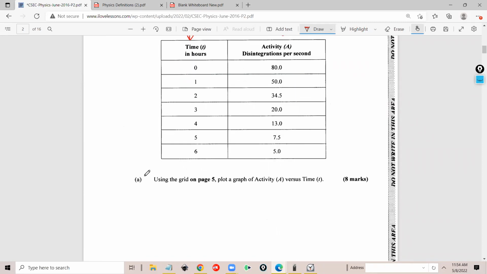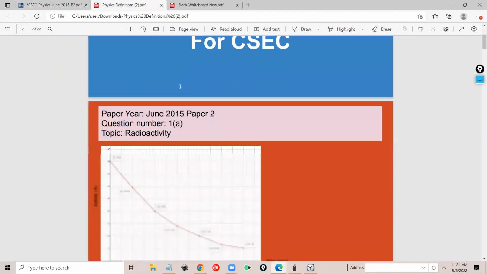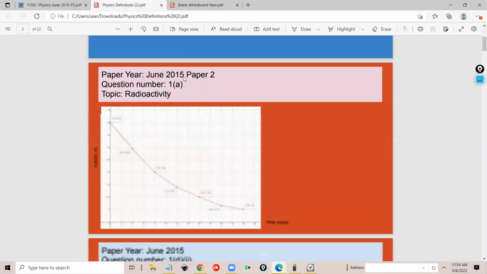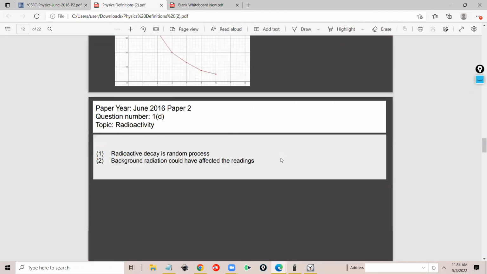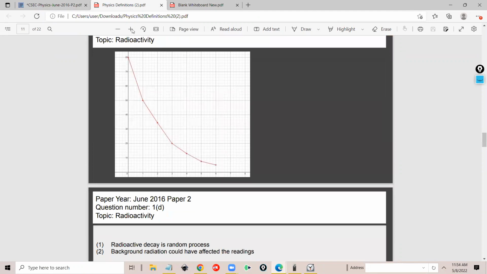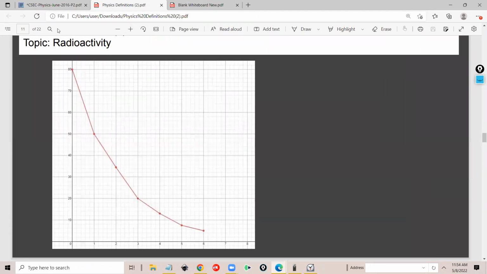So in part A, they want you to draw the graph. Let's take a look at my solution. For the graph, scroll down to the black section. How did your graph look? Something like this one here, from 80, and it ends somewhere close to 5.